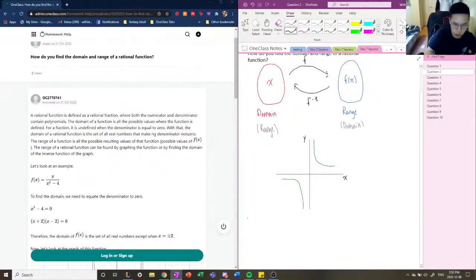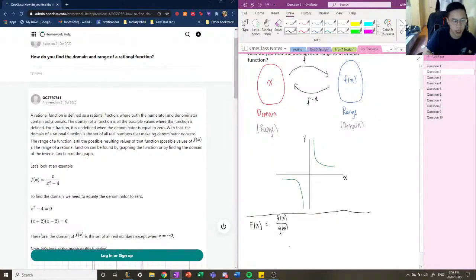The junior tutor wrote here that a rational function is defined as a rational fraction where both the numerator and denominator contain polynomials. That is technically correct. So we have, let's say, big f of x, which is basically the ratio of two functions, f of x over g of x. These functions can be whatever you want. In this particular example, the junior tutor said polynomial functions, and for a large majority of the mathematics you'll find in high school math, it's going to probably be polynomials. So we're going to stick with polynomials for now.